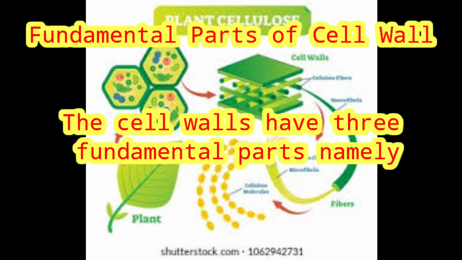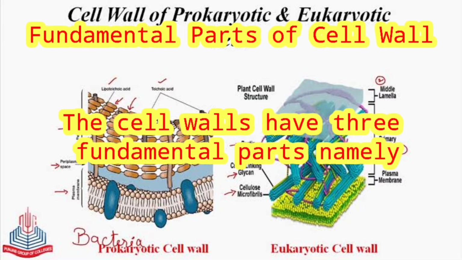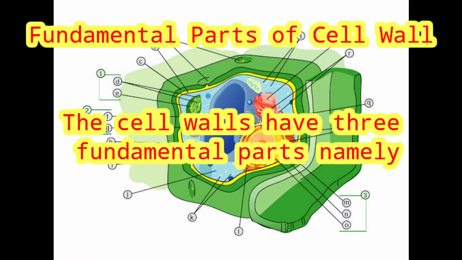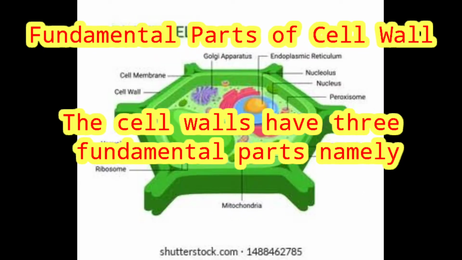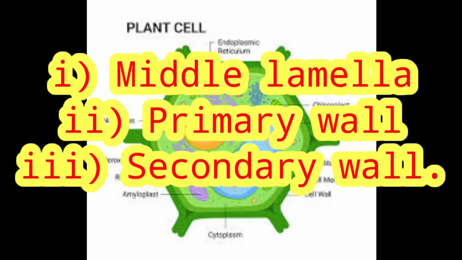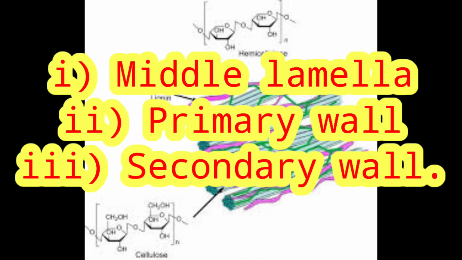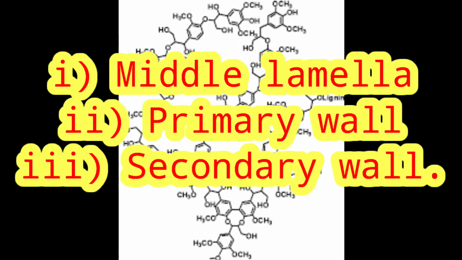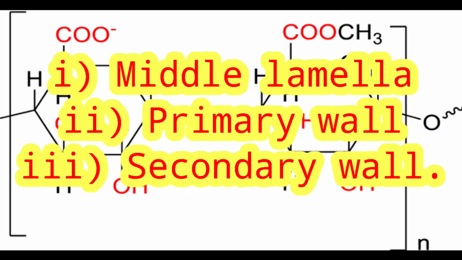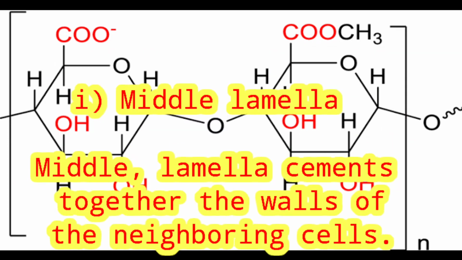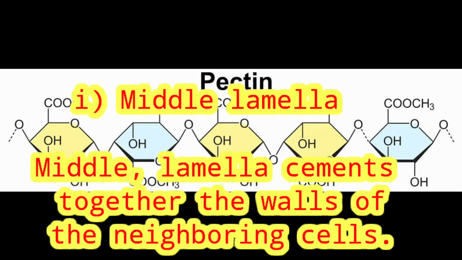Fundamental parts of cell wall. The cell walls of plant cells have three fundamental parts. The names of these parts are middle lamella, primary cell wall and secondary cell wall. The composition of these three are different and the functions are different as well. We will learn that middle lamella, primary cell wall and secondary cell wall are present in different cells.